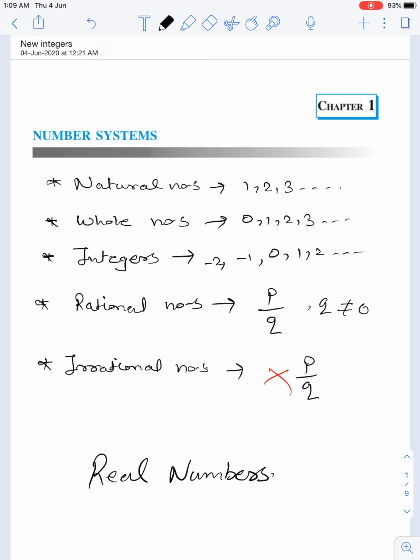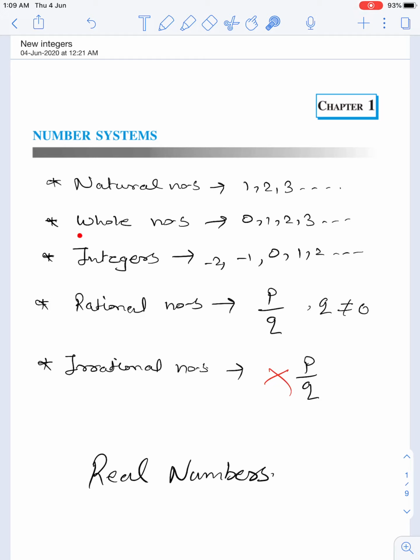So last time we learned about number system, that is chapter number 1 of standard 9. In the previous class we learned about the different types of numbers. We started with the natural numbers. We learned that natural numbers are the numbers starting from 1, 2 and so on up to infinity.